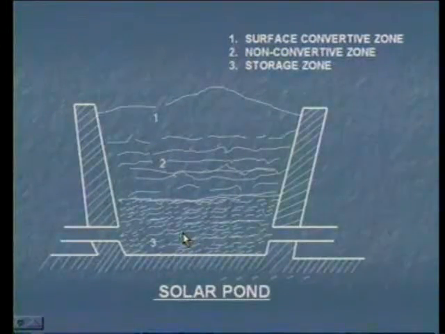Because of this, the salt density is more, and this water cannot move up. So in this way, it is possible to prevent the convection loss. Generally, the top surface temperature will be around 38 degrees centigrade, but the bottom surface will be at a temperature of 65 to 85 degrees centigrade.